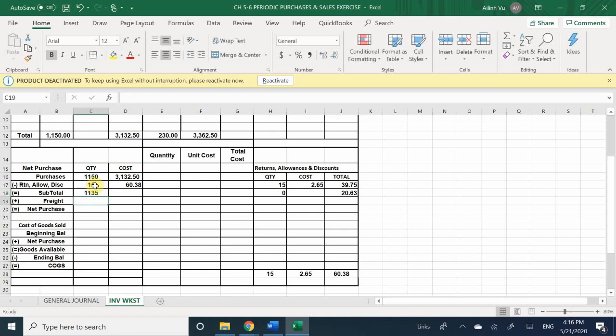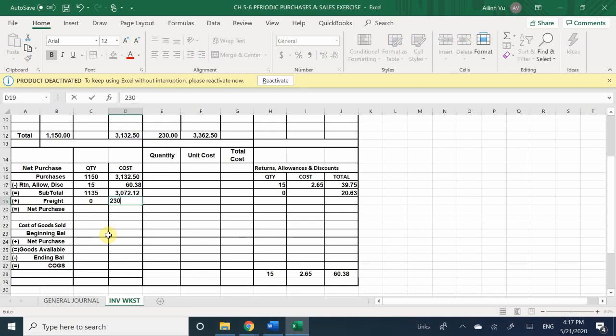Yes. All right. And here we recognize that we only have 1135 items available. What else goes here? Okay. So our new total is 3072.12. All right.